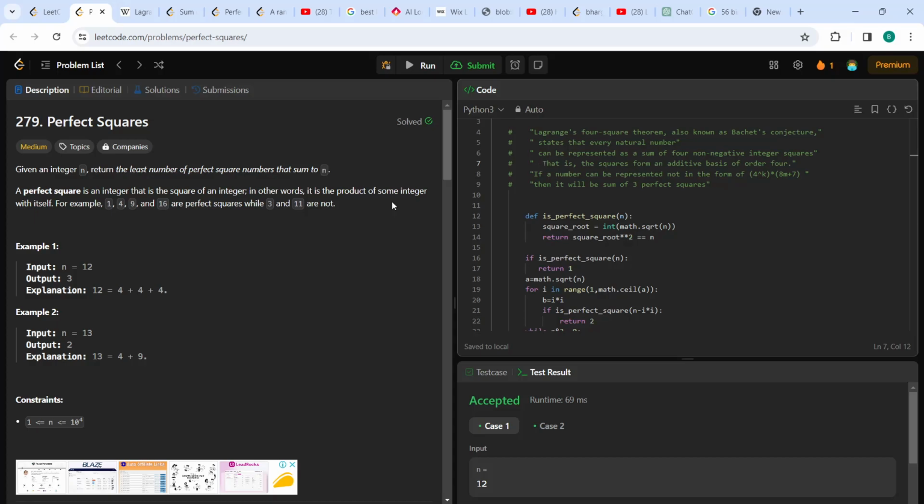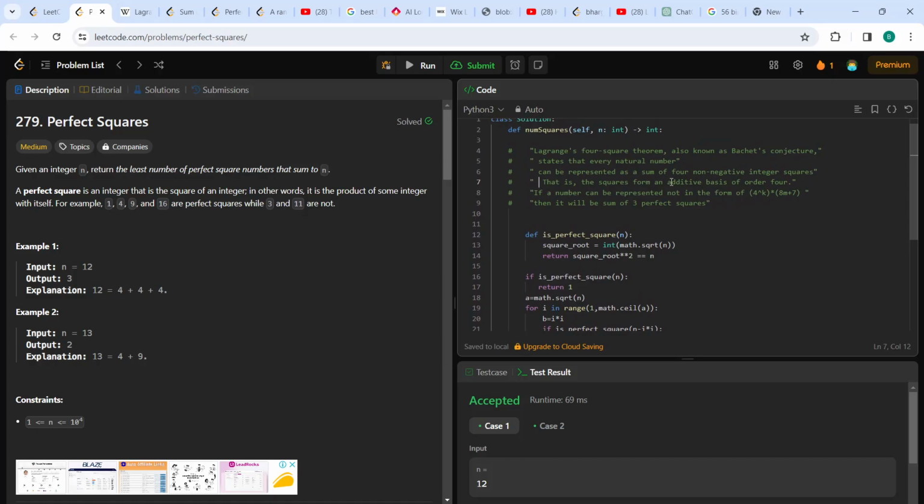For this problem, there comes into the picture a theorem called Lagrange's four square theorem. What it states is every natural number can be represented as a sum of four non-negative integer squares. If a number cannot be represented in the form of this, then it will be a sum of three perfect squares. Now, the maximum answer will be 4 and the minimum can be 1.